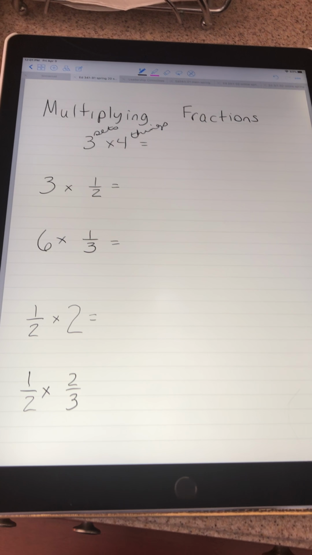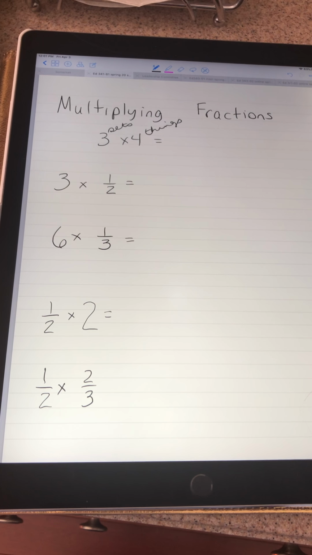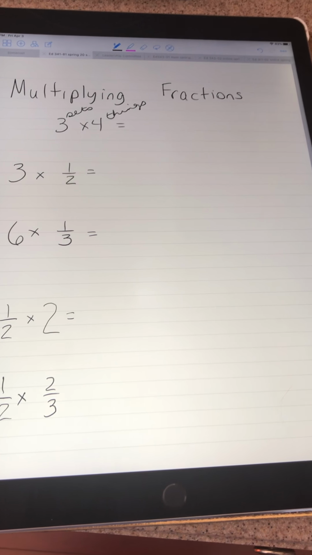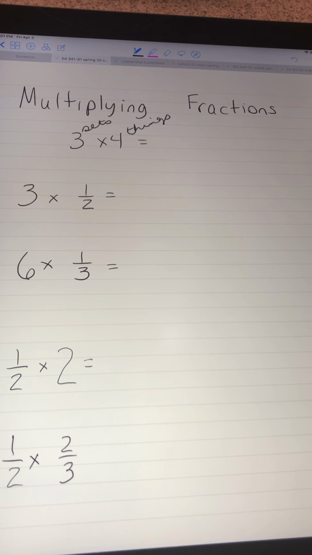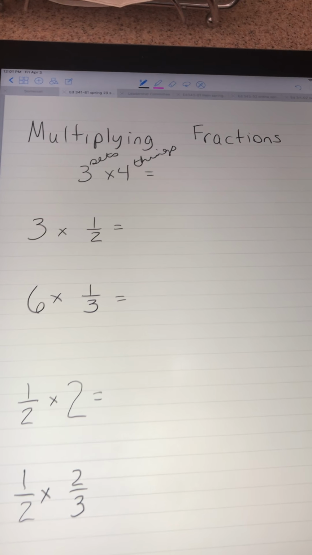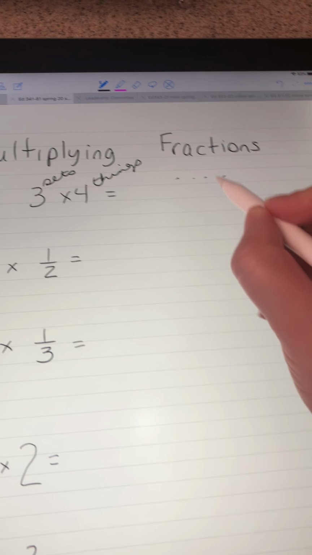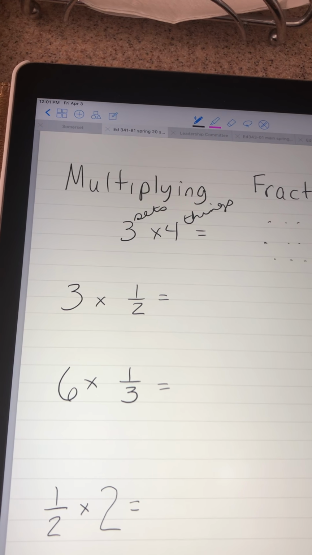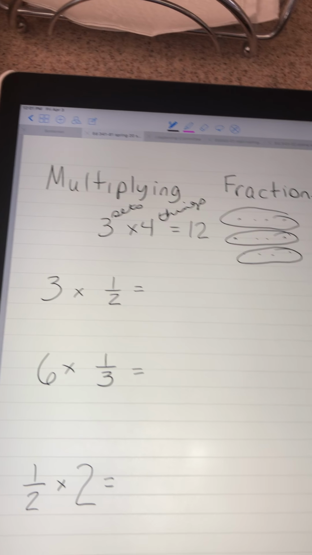Multiplying fractions is a little bit more complicated to model and demonstrate using fraction strips. But when I teach about multiplying fractions, I always start by reminding students of what they already know about what multiplication means related to whole numbers. So for example, the problem 3 times 4 means 3 sets of 4 things. There are 3 sets of 4 things, and the product of 3 times 4 is 12.